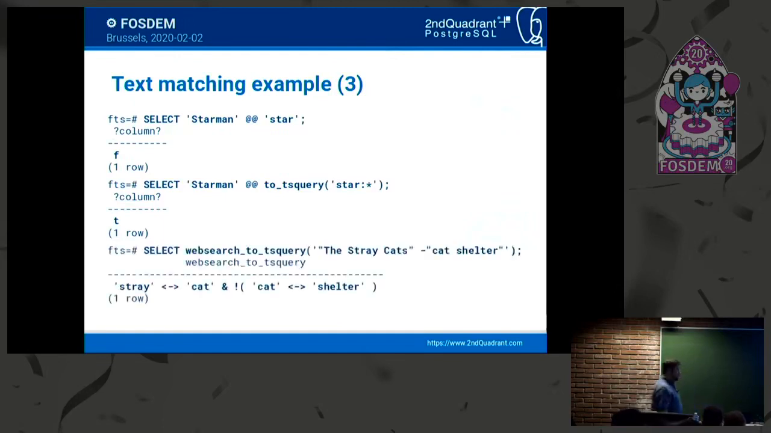We also have the wonderful function websearch_to_tsquery that attempts a Google style query, and you can use things like and, or, and double quotation marks to mark phrases. You can also use minus signs to remove the results that you don't want, like a web search engine. So this makes our tsquery become stray followed by cat, and it must not have cat followed by shelter, because I'm only interested in the stray cats, but not cat shelters, for the purposes of our search, of course.